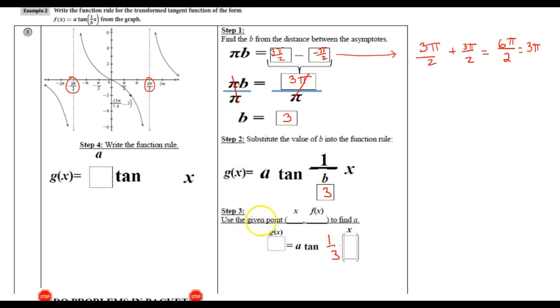Step 3 is going to be use the given point to find a. Okay, so my given point they give me is this. And that's 3 pi over 2. Oh, sorry, over 4. My bad. And negative 2. So that would be 3 pi over 4 and negative 2. So let's go ahead and figure out what this would be. And let's solve for a, shall we?